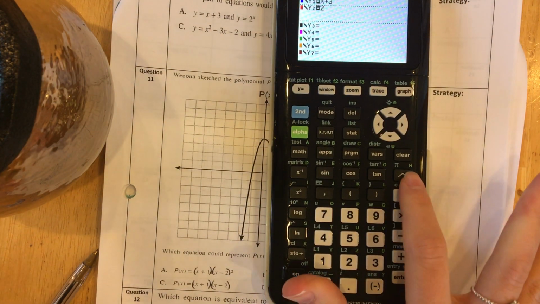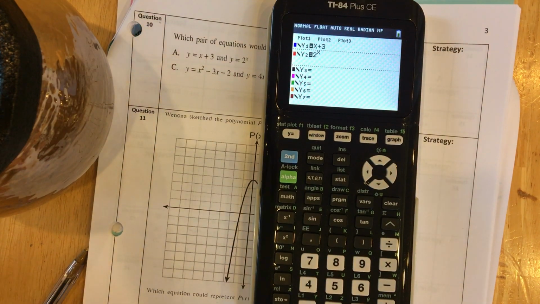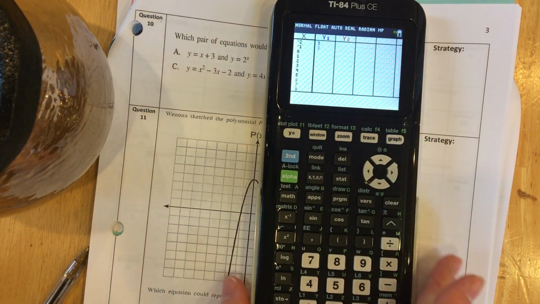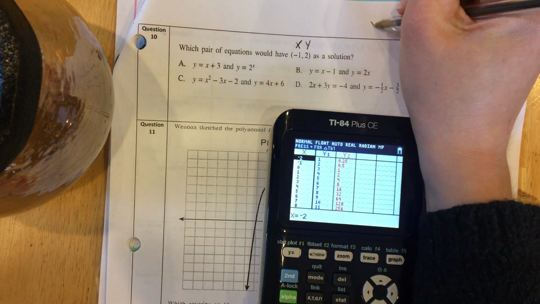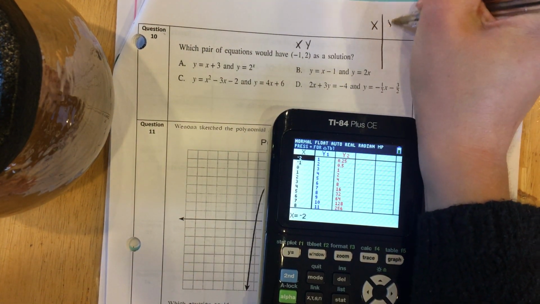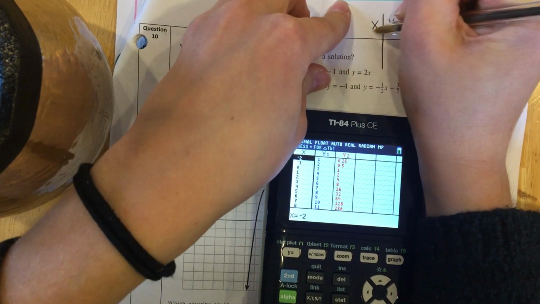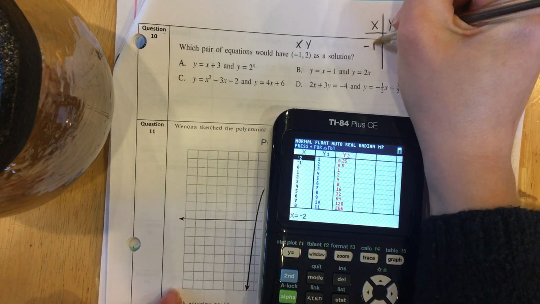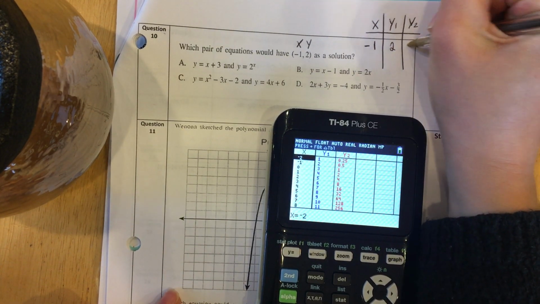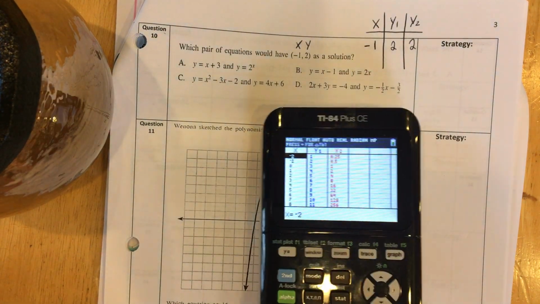You would plug in the 2 caret x, okay? Like that. And then you're going to go to your table and you're checking to see if this is a point. So what I want my table to look like is this: y1, y2. What I want my table to look like is, where x is -1, I want to see a 2 for my y1 and my y2. That shows that this is the point on both of those lines.